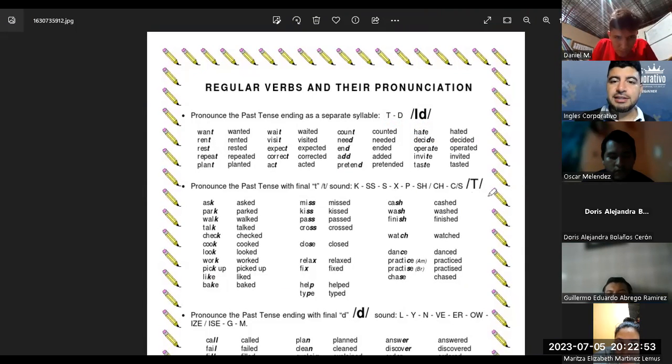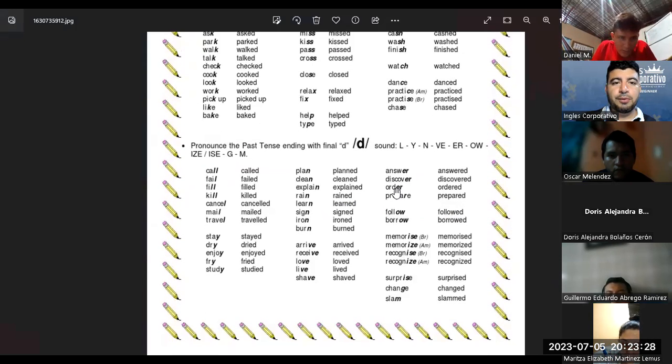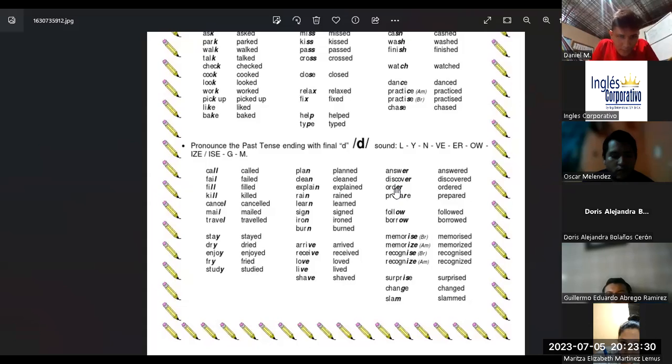We have the other case. The pronunciation of T, la pronunciación de la T. Cuando los verbos terminen en K, en S, en X, en P, en H, normalmente se le agrega ED y se pronuncian con T. Por ejemplo, park, que es parquear, en pasado park. Tenemos aquí pasar, past. En pasado sería past. Finished. Ok.